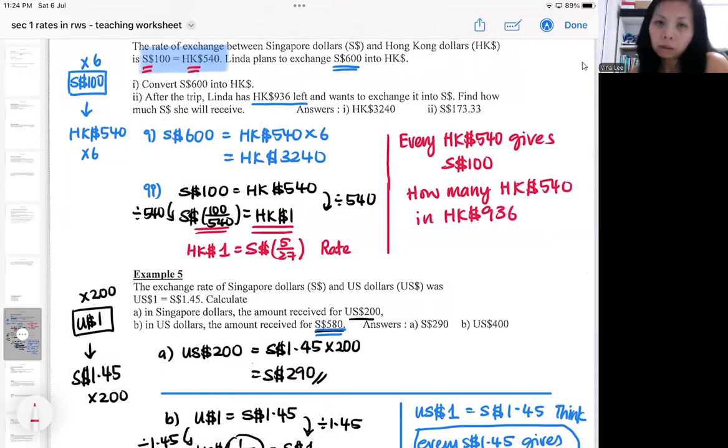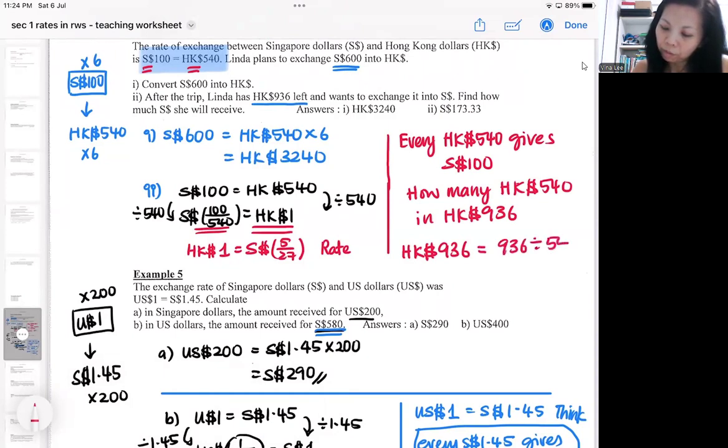If you think about it in this way, then the amount that you can change will be 936 divided by 540. That gives you the Singapore dollars. So you will still get the same answer. Every 540 will give you 100.